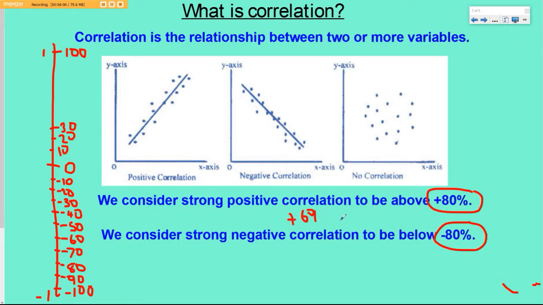69 and above, then I'm going to say that's strong for me. Okay, and negative 69, that's strong for me. So anything from 69 and above, or 69 and below, that's strong correlation for me.